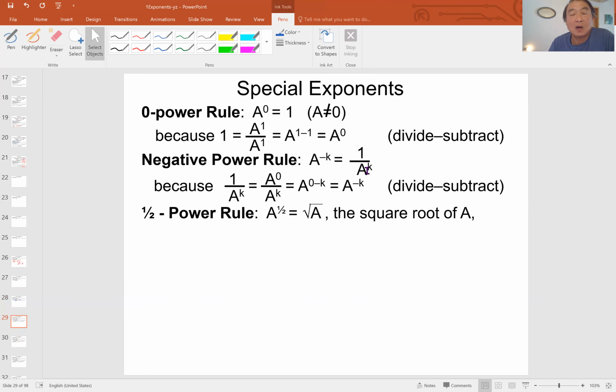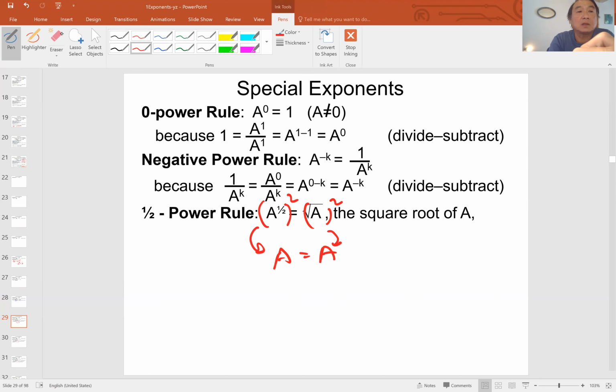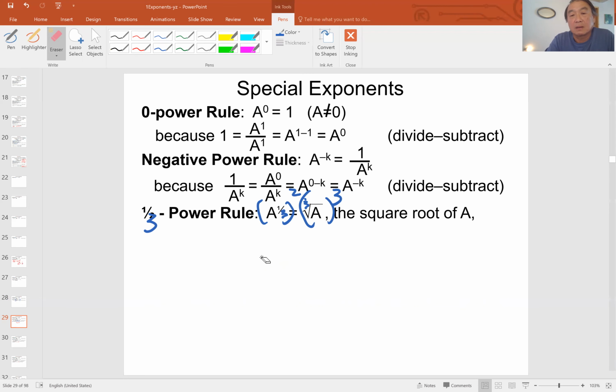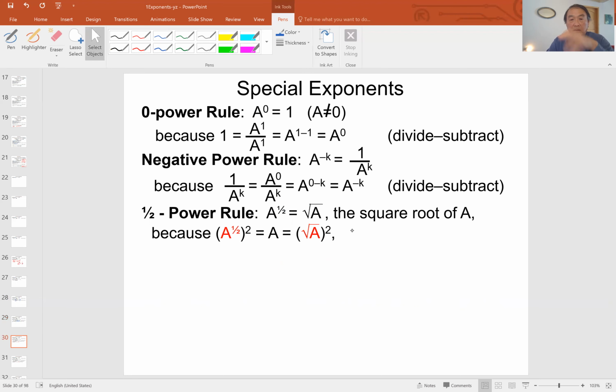How about half power? Notice that half power is square root. Why? Because if I square both sides, I get the same thing. So therefore they're the same. Similarly, a to the 1/3 power is the cube root, because if I cube a to the 1/3 and take the third power of the cube root, I get a again, the same on both sides. So half power is square root.